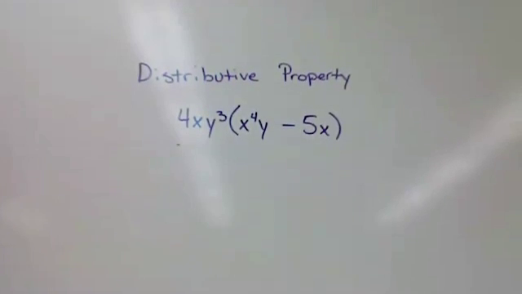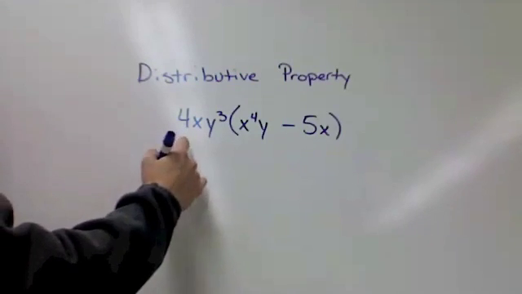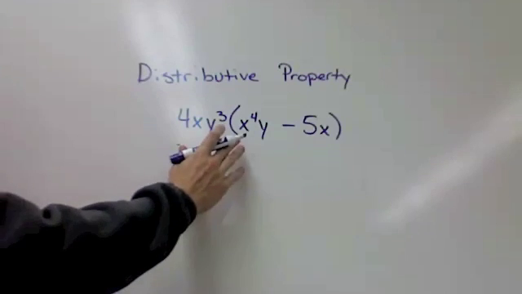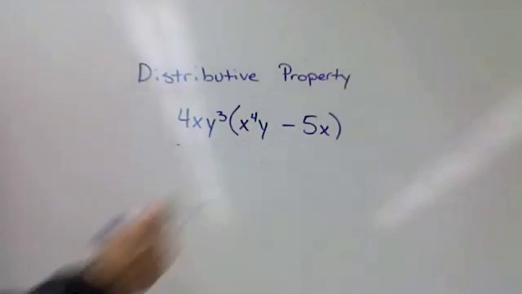So let's take a look at another example. And keep in mind what we've been doing over the past week through lessons 20, 21, 22, 23: we're starting to combine everything, and it's going to start tacking on to everything that we're doing. Okay? So if you remember our rule of exponents, when we multiply exponents, we're adding the powers up. So let's take a look here. We're going to do the distributive property. We have 4xy cubed times (x to the fourth y minus 5x).